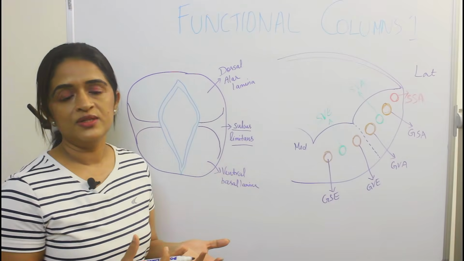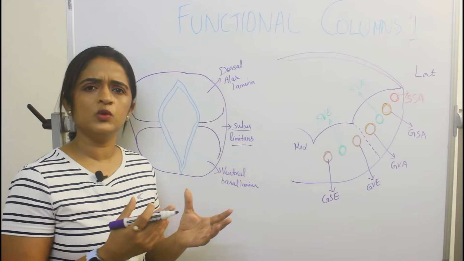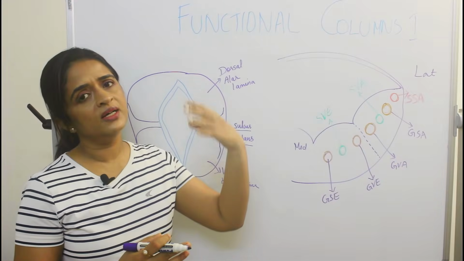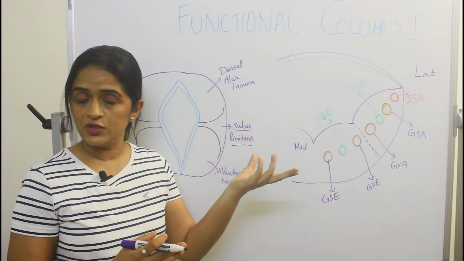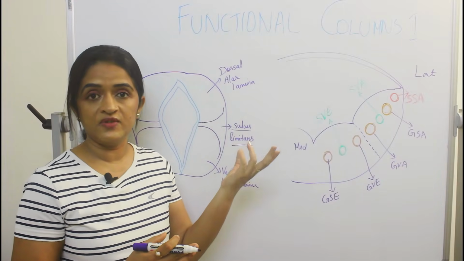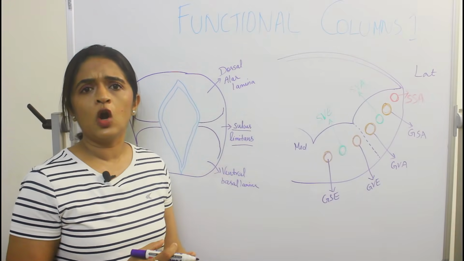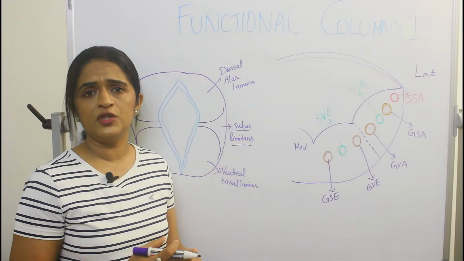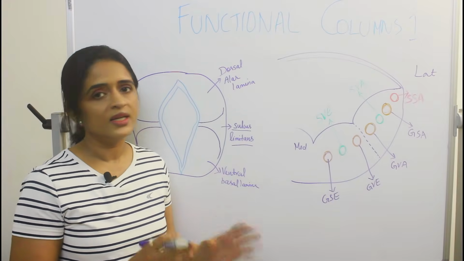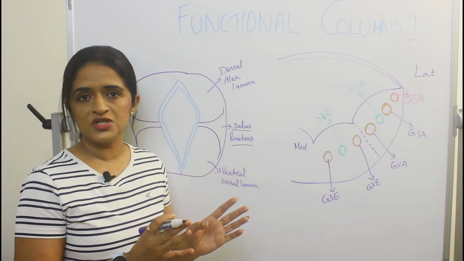Now what happens with development? The cranial part of the neural tube will develop into the brain vesicles, which will give rise to the forebrain, midbrain and hindbrain. And the elongated caudal portion of the neural tube will form the spinal cord. That is the general architecture of the neural tube.